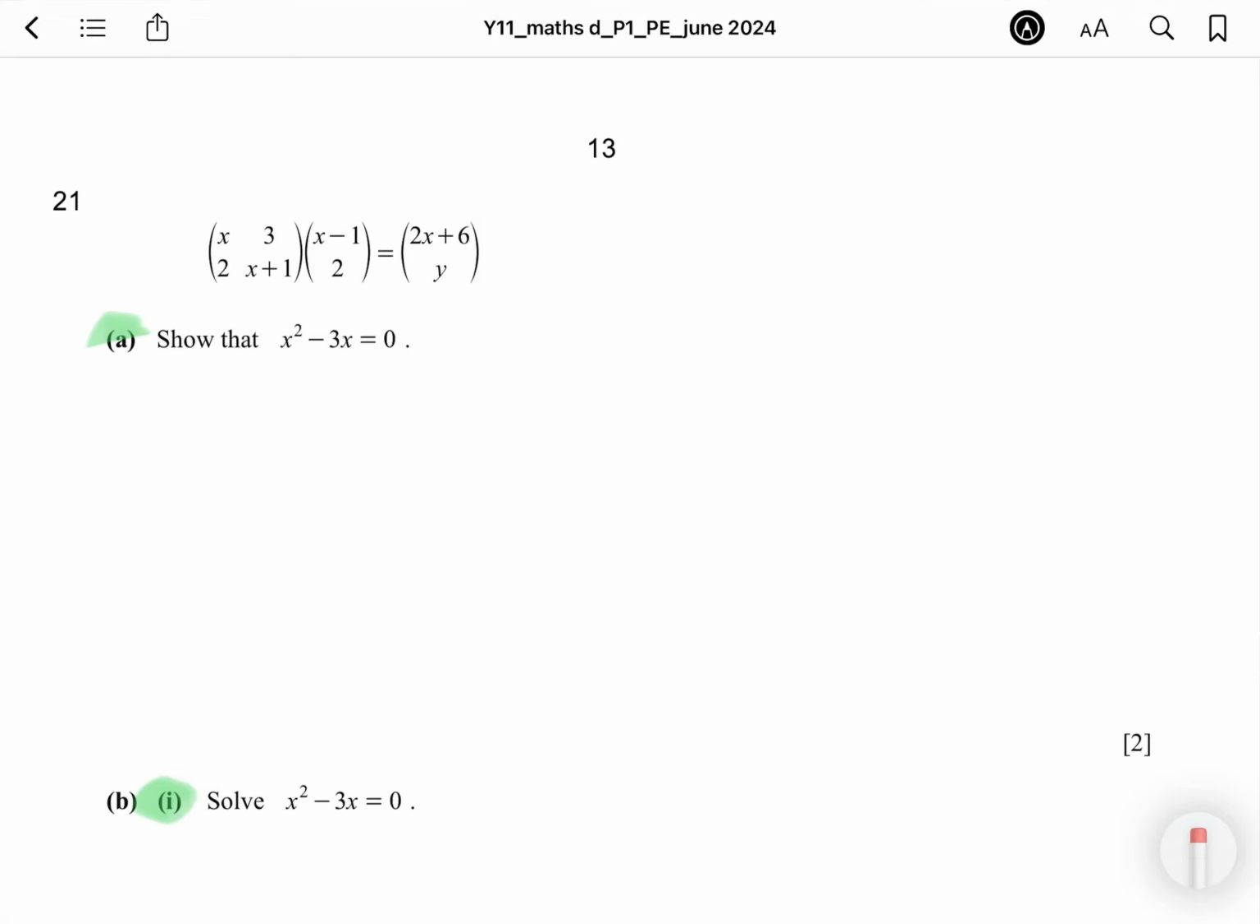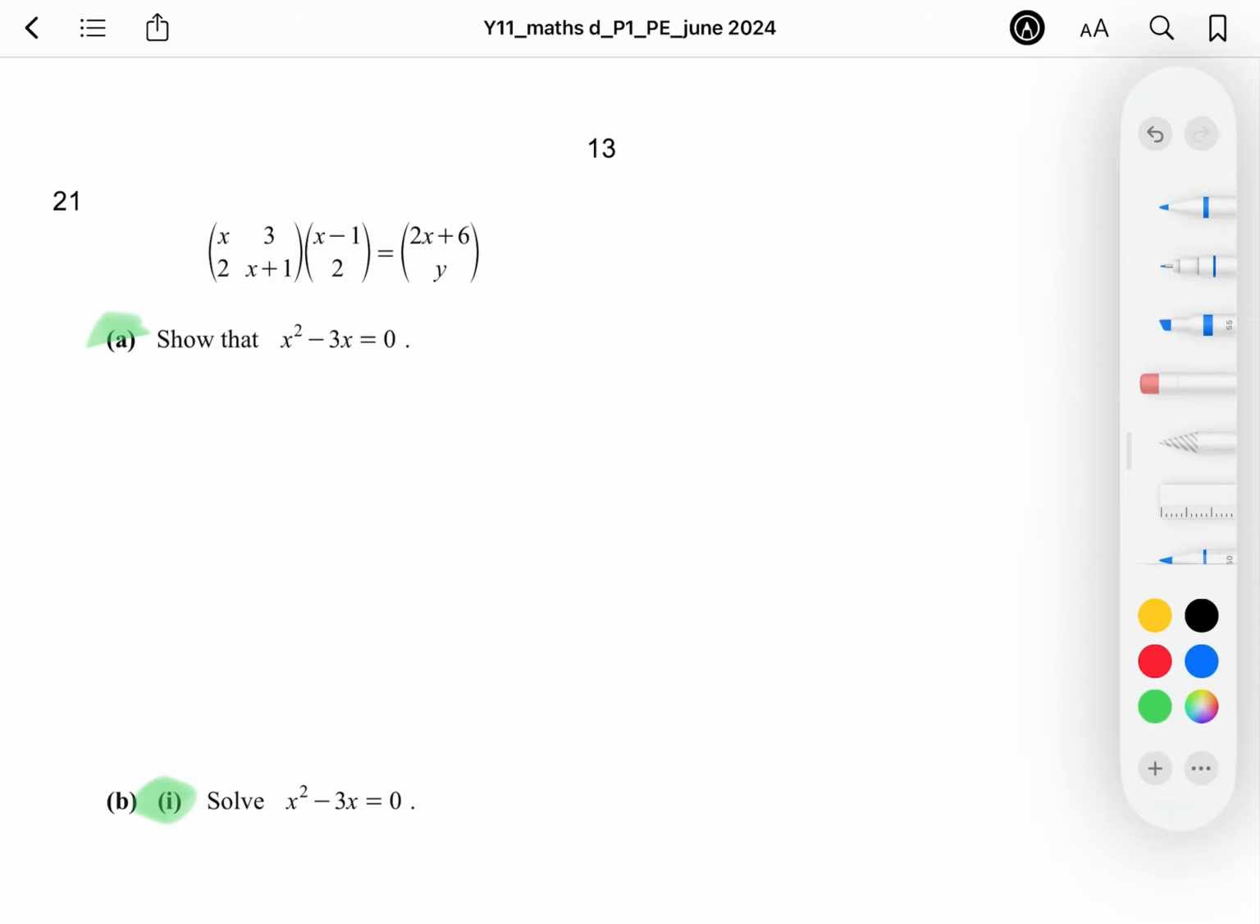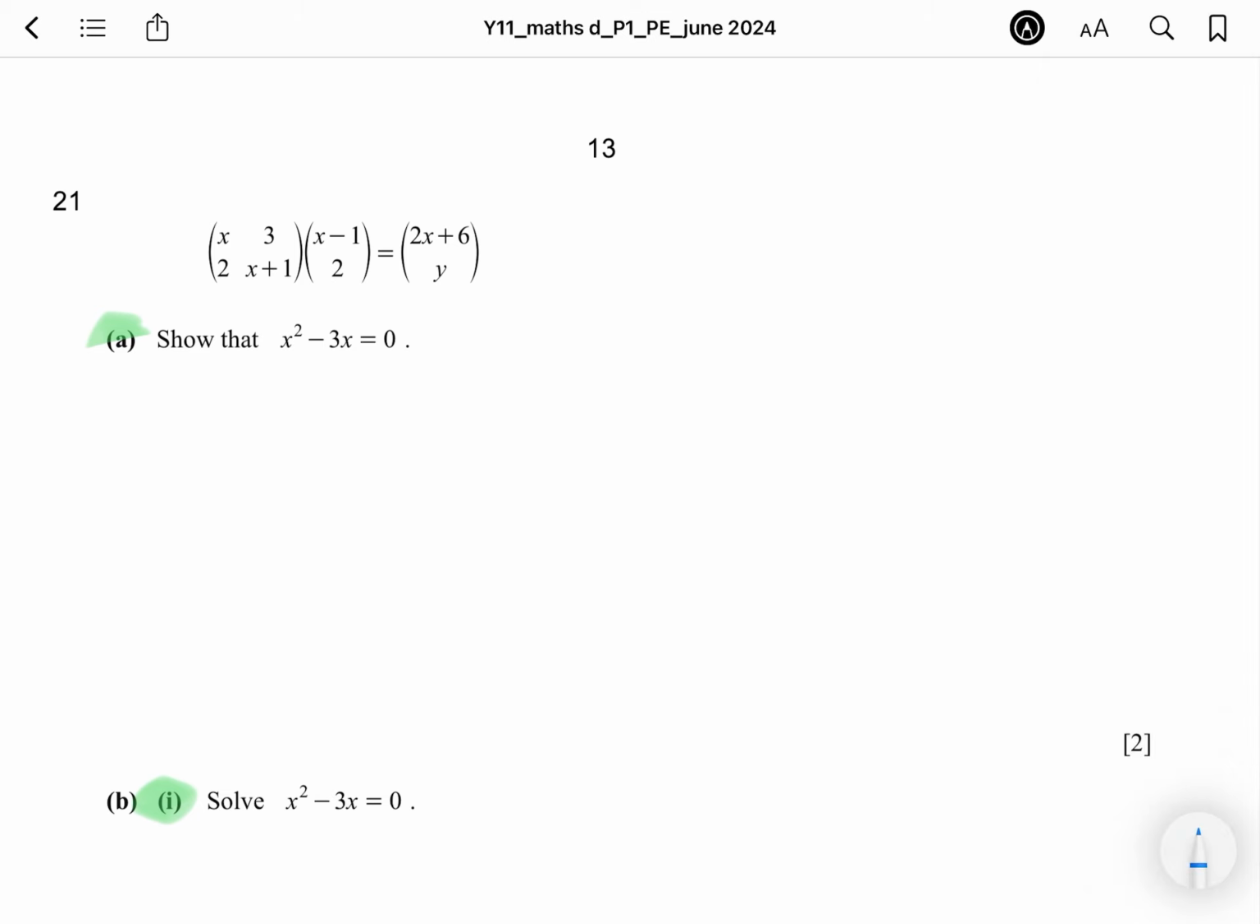Right, looking at this question, this is on matrix. You are asked to show that x squared minus 3x equals 0. You can see that in the matrix, you have variable x in the first row and second row of the first matrix, and the first column, in the first row in the second matrix as well. So what we can do first is simplify this one first and see if there's anything that we can do about it next.